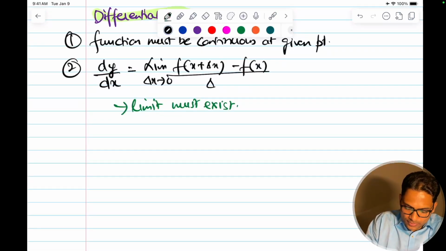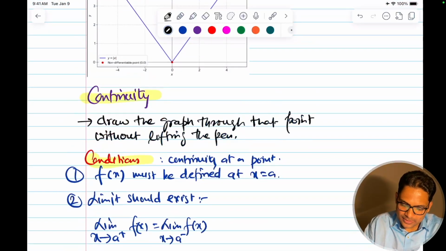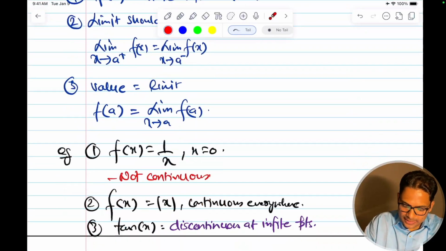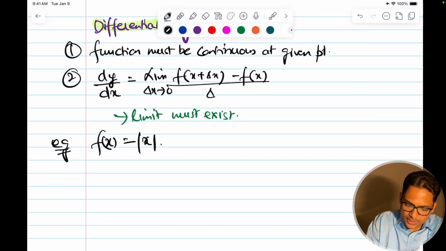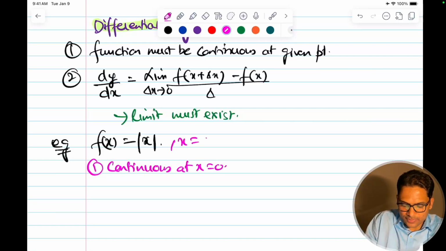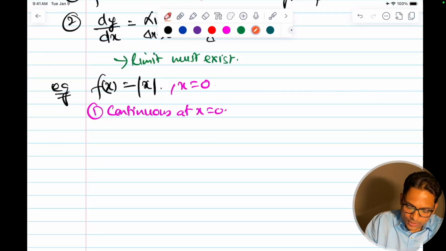Now let's come back to our example. For example, f of x is equal to mod of x. We know that this is continuous. We have seen this. So first criteria is met. So we know that this is continuous at x equal to 0. No problem. So I am calculating differentiability at x equal to 0. But what is the second point?